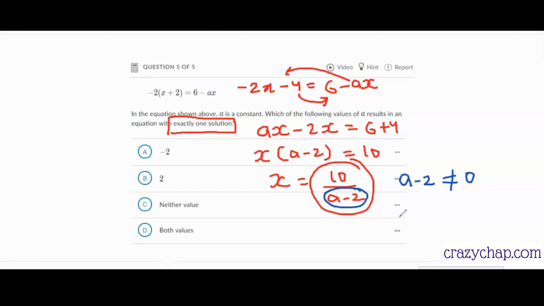So it means any value of A is okay, but not 2. So option A should be the correct answer. Any value of A except 2. It could be 1, minus 1, 0, anything, but not 2. So option A has to be the correct answer. Great.